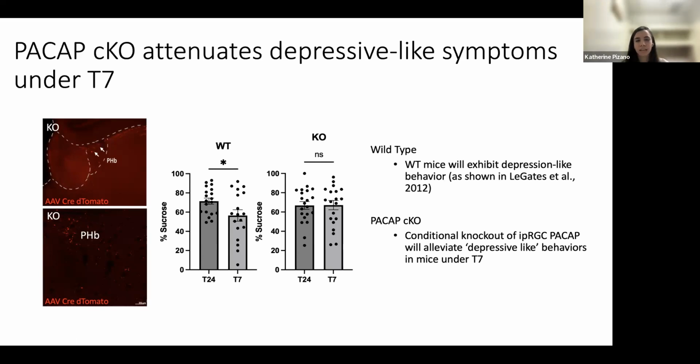And then if we move on to look at our preliminary data, you can see that wild type animals, when placed under T24 versus T7, show a decrease in sucrose preference. So percent sucrose consumption goes down, which is supported by the literature. Now, encouragingly enough, if you look at our conditional knockout animals, these knockout animals under both light cycles show similar sucrose preferences. This suggests that when you knock out PACAP, it seems to rescue that depressive-like symptom that is characteristic of mice placed under an irregular T7 cycle.